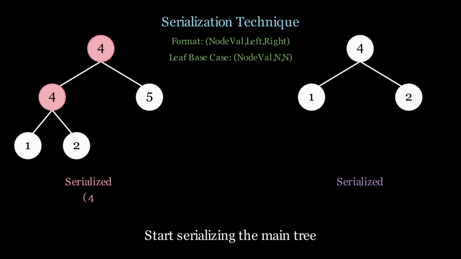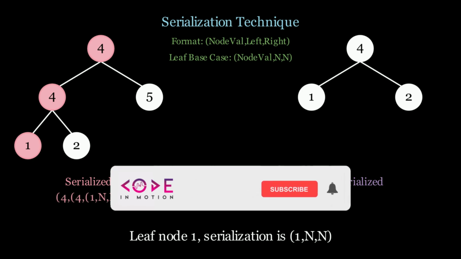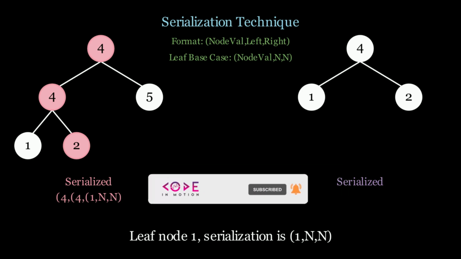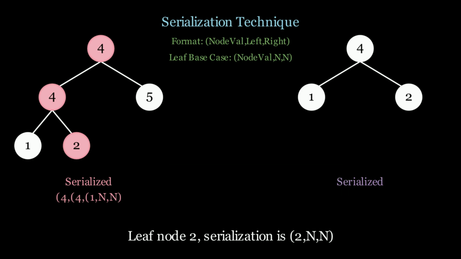We have another 4. So let's add that to the string. Now we go left again. In this case, this is a base case. 1 is a leaf node. So the serialization string is 1NN. Let's add that to our serialized string. And now we go to node 2, right? So from node 4's perspective, we calculated the left serialization string. Now we need to calculate the right one. In this case, 2 once again is a base case. It's a leaf node. So we add 2NN. Now we finished at 4.